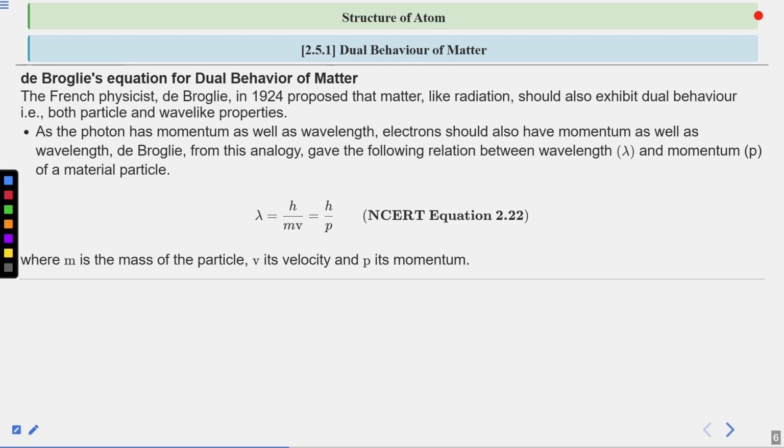So what are m and v? Of course, m is the mass of the particle and v is the velocity of the particle, whereas p is the momentum, or you can specifically call it linear momentum, because there is one more term which is the angular momentum, but we will only consider the linear momentum here. Got it?